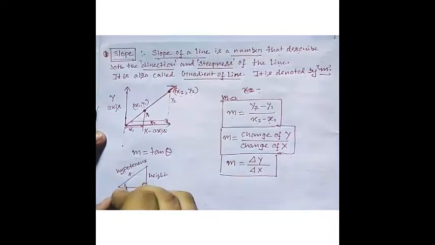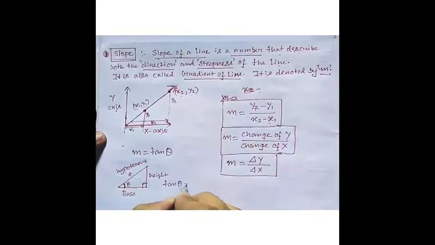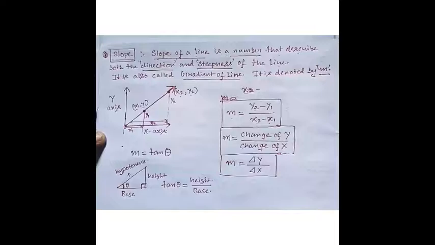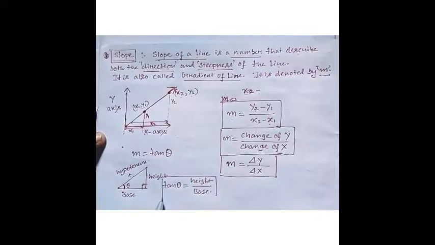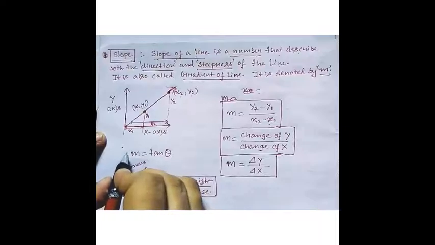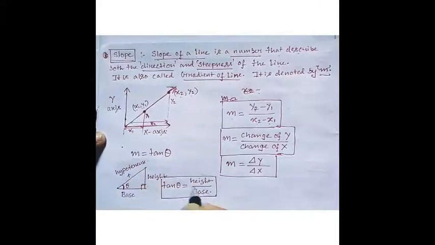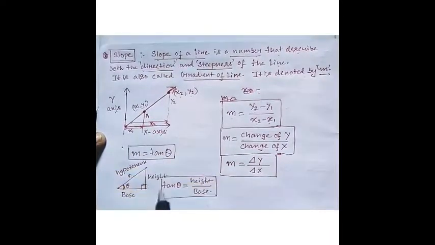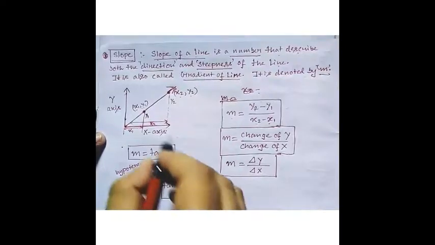And this is the theta. So according to trigonometry, tan theta equals to height by base. So this is the formula of tan theta. So now I will put this formula here, m equal to tan theta.